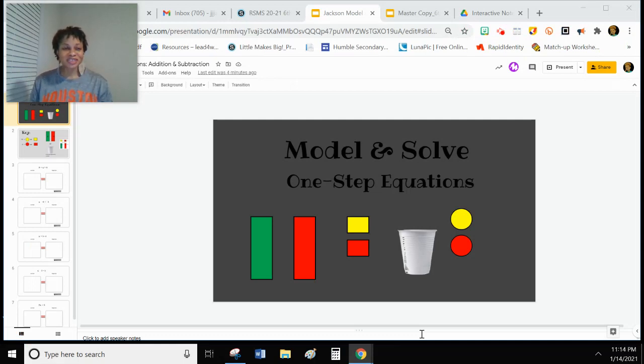Today we'll be starting Chapter 6, and our TEK is 6.10a, which says, I can model and solve one-variable, one-step equations and inequalities that represent problems including geometric shapes. So we're going to start with modeling, and this is very similar to our integers, so we are going to just go right into our key.